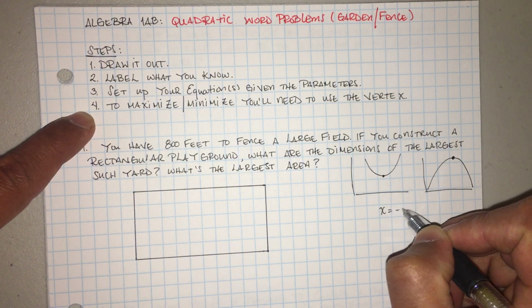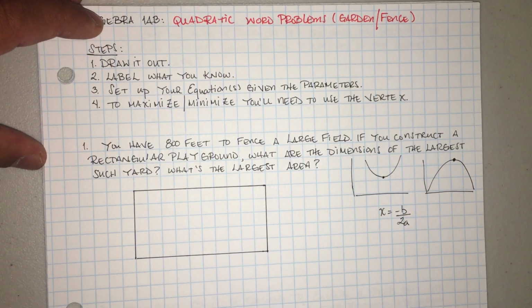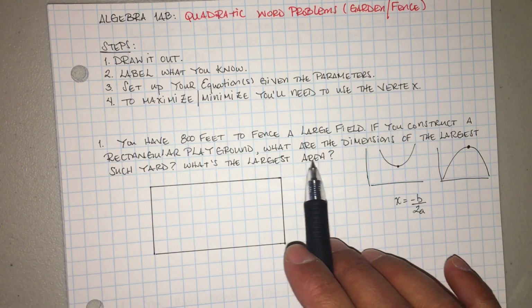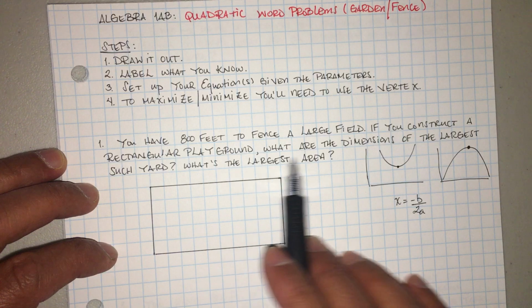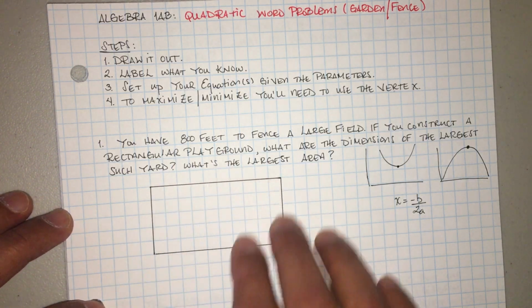And we're always going to use the equation negative b over 2a, guys. Okay, so let's go ahead and read the first one. You have 800 feet of fence to fence a large field. If you construct a rectangular playground, what are the dimensions of the largest such yard? What's the largest area? So I draw my rectangle, okay.